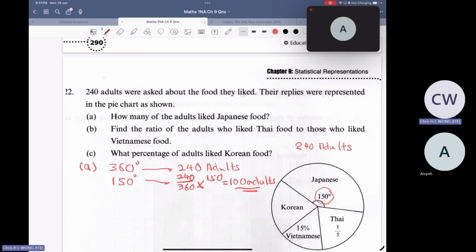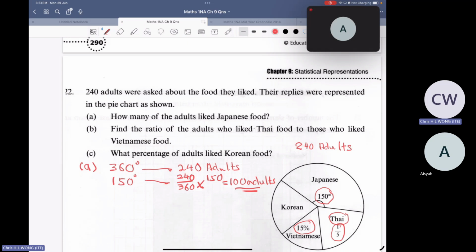Find the ratio of adults who like Thai food, Japanese and Vietnamese food. A problem: this one is a percentage, this one is a fraction. How do you put them together? They're totally different units. So what do you want? You are going to find the ratio of these two, right? I got one fifth, isn't it? I told you your fraction can be anything. You can have 1/5 of your 360 or 1/5 of 100%. It doesn't matter. They are the same, right?